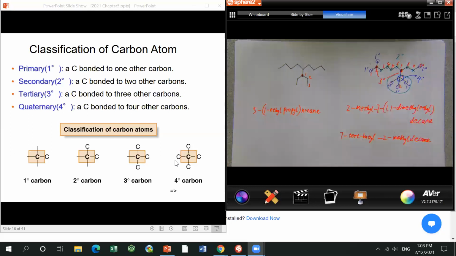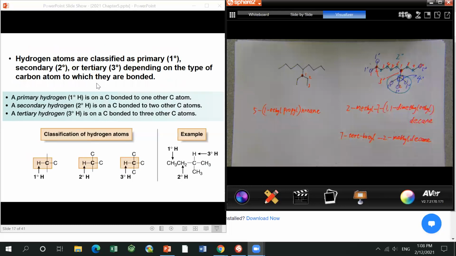Maybe in the exam I will give you one molecule and ask how many primary, secondary, tertiary, or quaternary carbons there are, and maybe ask you to show and indicate them, so you need to be able to do it. Based on the carbon classification, we can also classify the hydrogens: primary hydrogen, secondary hydrogen, and tertiary hydrogen. That's actually pretty easy.